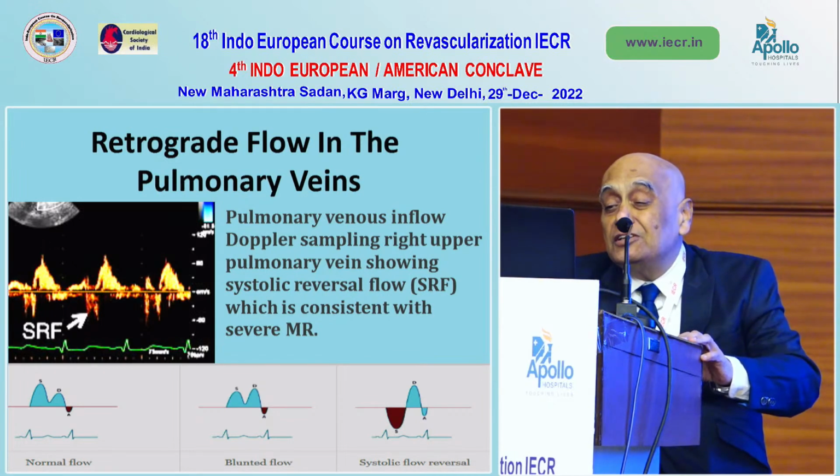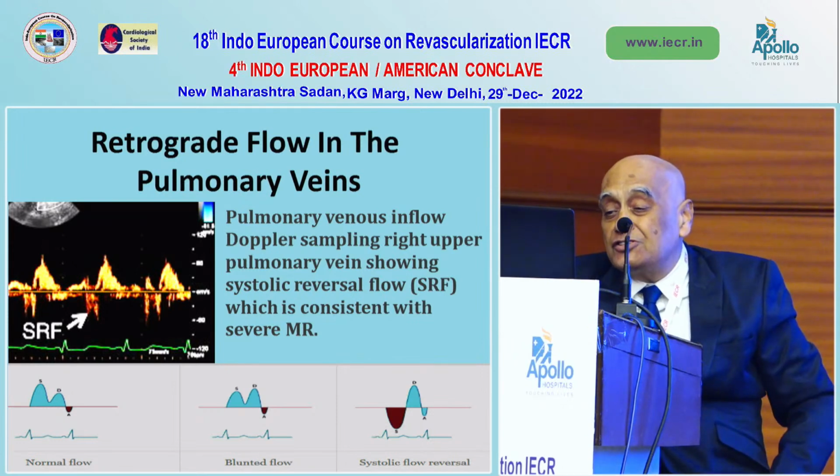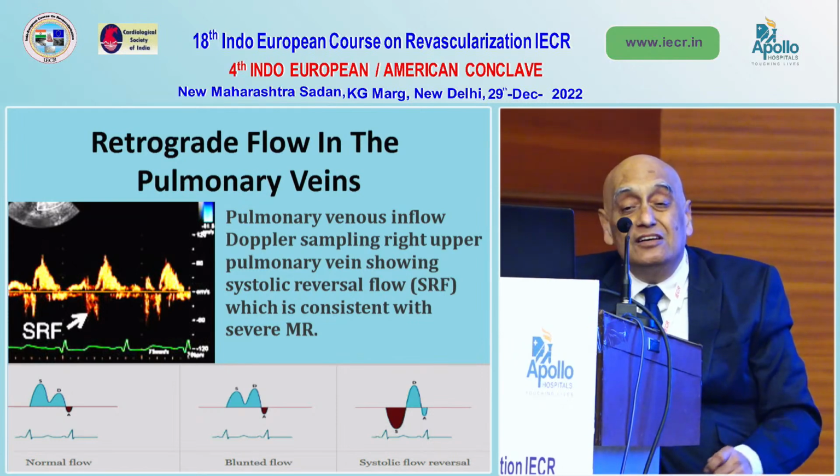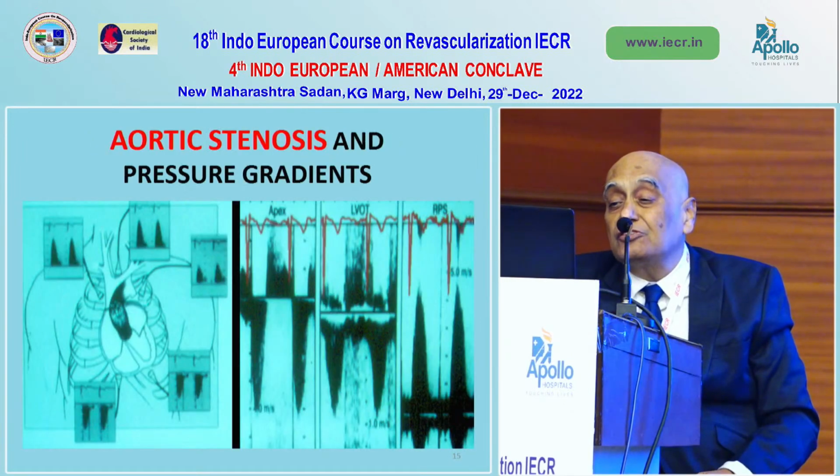Now what happens in the case of this severe MR is that you lose the antegrade systolic flow, that is the S wave, and that is replaced by the systolic regurgitant flow, which is labeled here as SRF. So if you get a systolic reversal of flow in the pulmonary veins, it is consistent with severe mitral regurgitation.